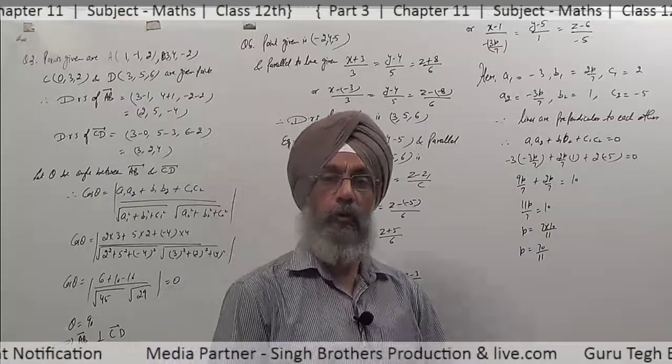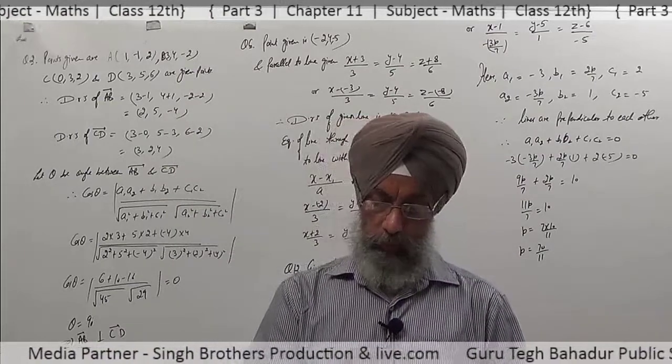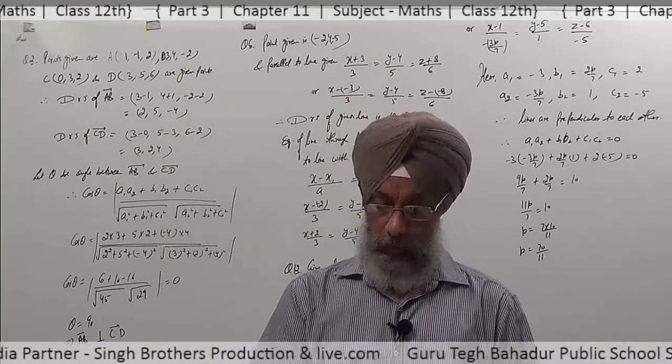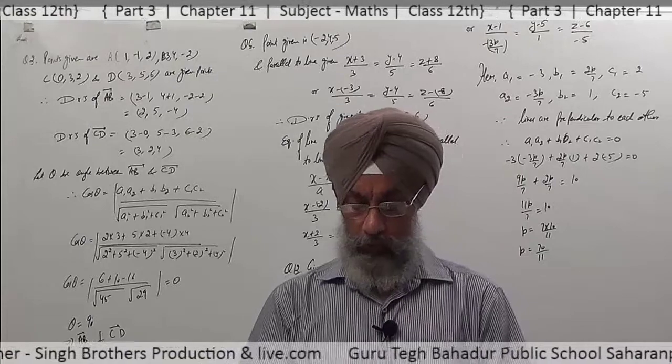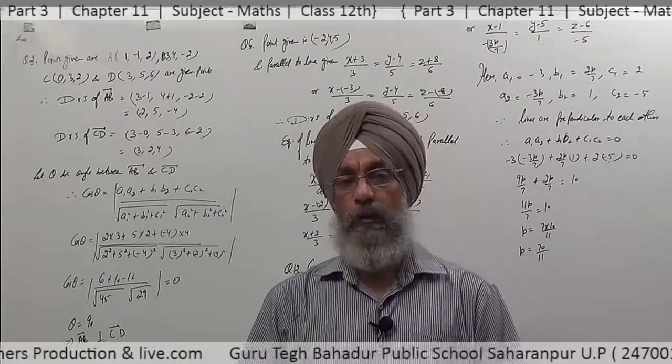So let us discuss the questions of exercise 11.2. See question number 2. Show that the line through the points (1, -1, 2) and (3, 4, -2) is perpendicular to the line through the points (0, 3, 2) and (3, 5, 6).